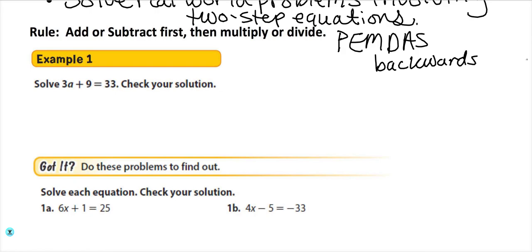Okay, let's go ahead and take a look. So we're going to solve 3a plus 9 equals 33, and then we are going to check the solutions on this one. All right, so it says that we need to add or subtract first. So first we need to remember that we need the variable by itself. In this case, that would be the a. So what you do is you look for the term that is being added or subtracted. In this case, we're adding 9, right? Well, we need to do the opposite, remember, so we're going to actually subtract 9 first.